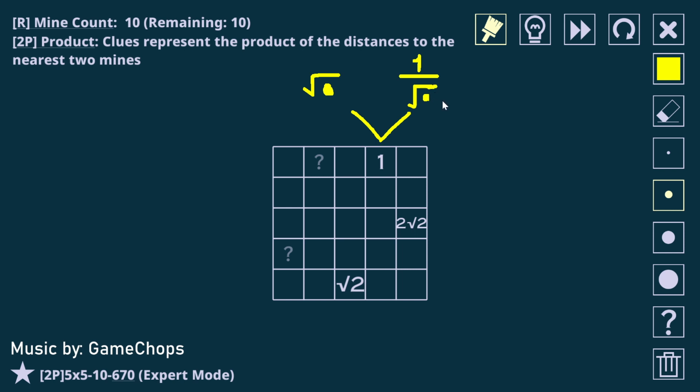right? And, well, each distance is at least 1. So this is at least 1, but this is also at least 1. Yeah, each distance is at least 1 away, right? You can't have anything closer to the mine than a 1. And therefore, if both of them are at least 1, then both of them have to just be 1 themselves.